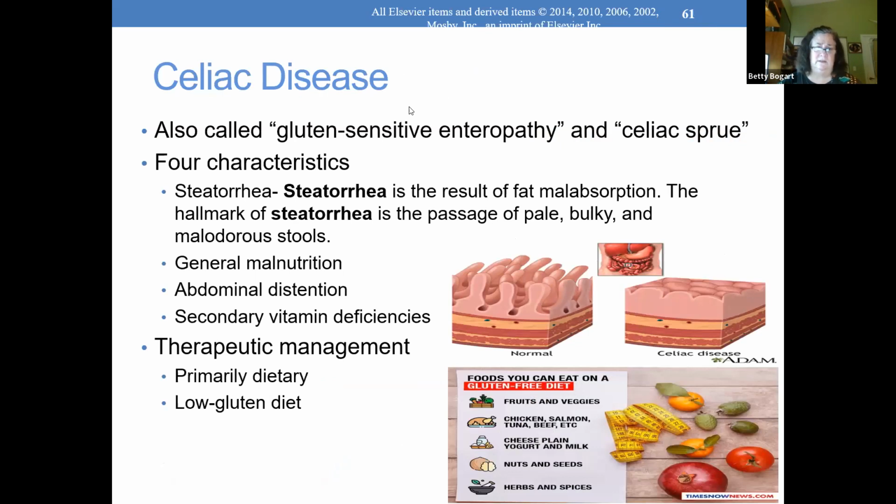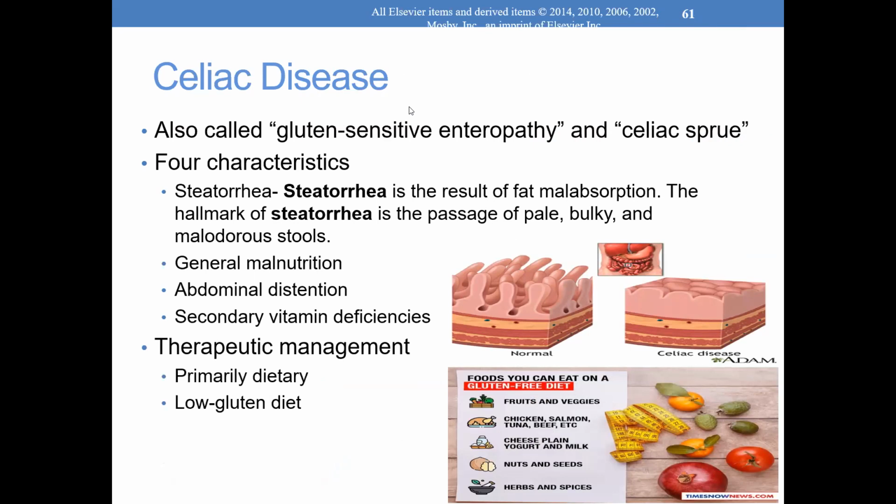Celiac disease. This has to do with your small intestines. Ms. Bogart, the one born without an anus, are they going to have that forever? You don't have a sphincter. No anal sphincter. Poor little baby. Thank you.